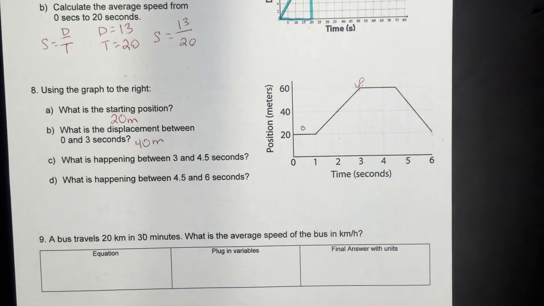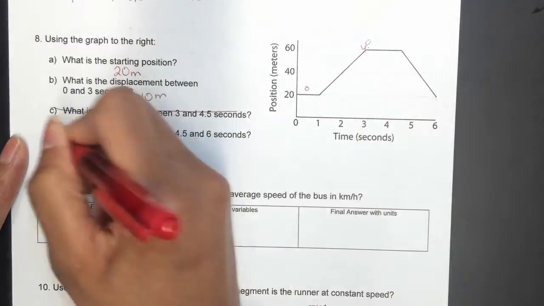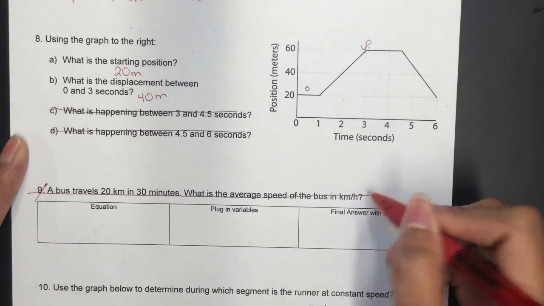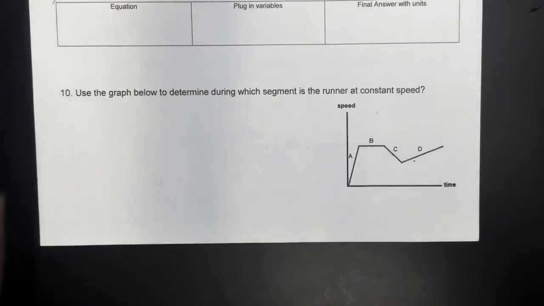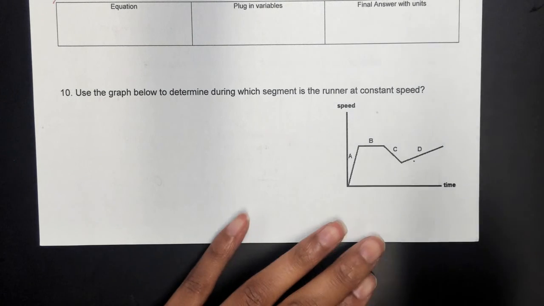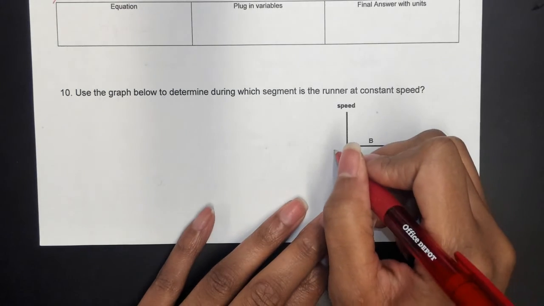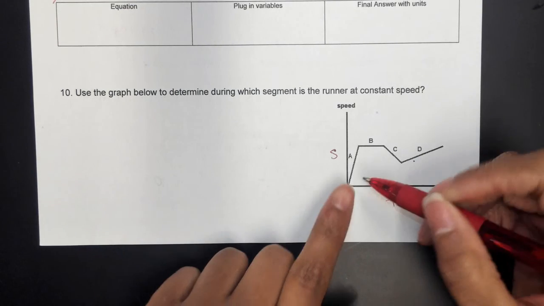Does that make sense? The other one that I wanted to look at, you can cross out all of these. I won't grade them for you. Using the graph below, determine which segment is the runner at constant speed. What kind of graph is this? ST. What's happening at segment A?